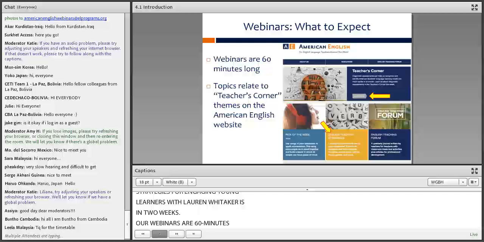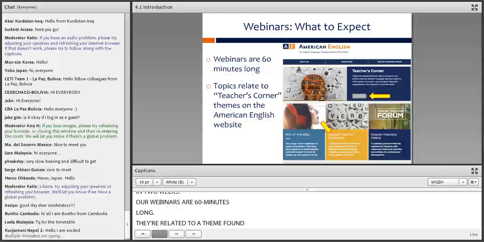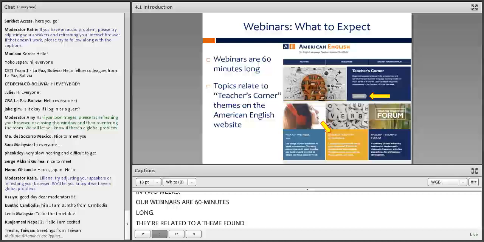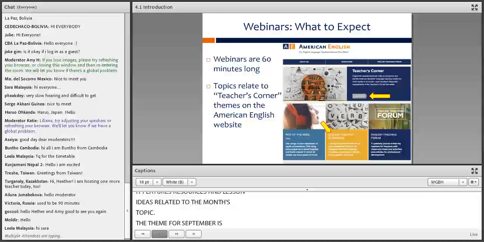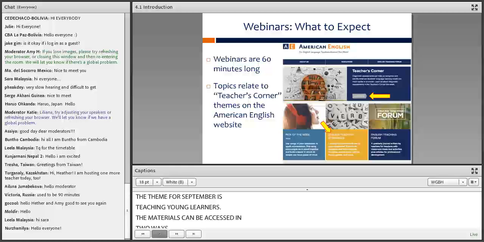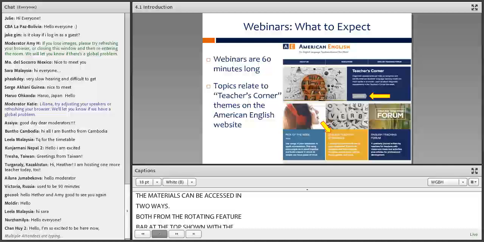The Teacher's Corner section from that website is shown here, and it features resources and lesson ideas related to the month's topic. The theme for September is teaching young learners. The Teacher's Corner's materials can be accessed in two ways, both from the rotating feature bar at the top of the American English homepage, shown with the yellow arrow, or through the English Teaching Resources section at the bottom center of the page, also shown with the yellow arrow at the bottom.